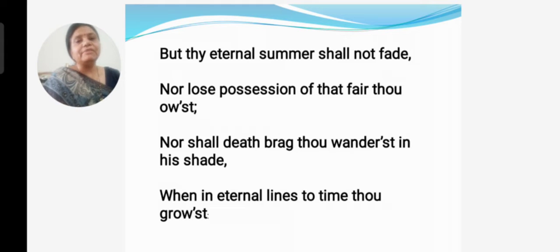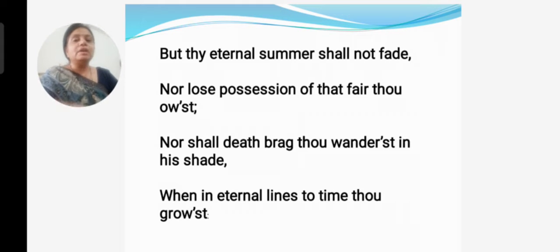Your body will never lose possession of the charms and beauties which thou owest. Nor shall death brag thou wanderest in his shade. Death will not boast that you come under his jurisdiction, that you wander in his shade. We all come in the shade of death, but death will be unable to cause any harm to the beauty of the fair youth.